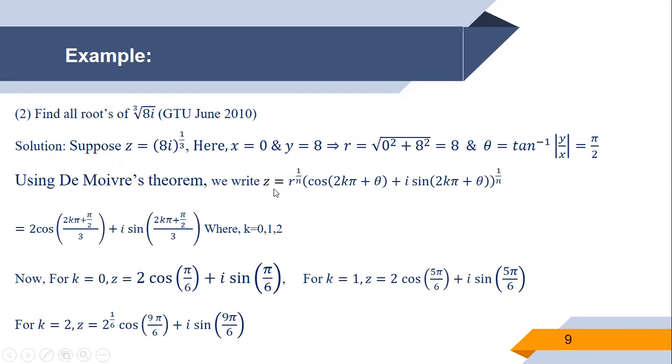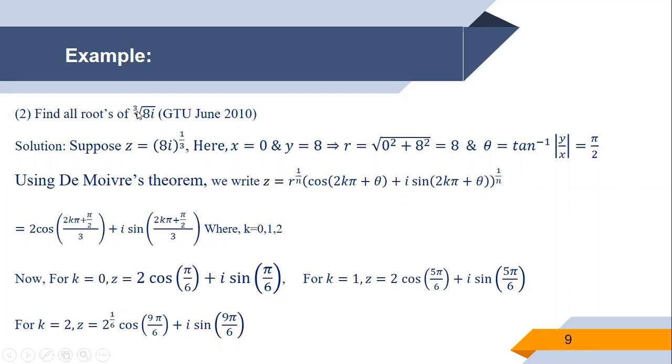So using De Moivre's theorem, we write z is equal to r raised to 1 upon n, cos 2k pi plus theta plus i sin 2k pi plus theta, raised to 1 upon n. Now n is replaced with 3 and theta is replaced with pi by 2. Here r is 8, so 8 raised to 1 by 3, and 8 is nothing but 2 raised to 3, so 2 raised to 3 into 1 by 3. The 3 cancels, so we get 2. Cos of 2k pi plus pi by 2, divided by n, so n is 3, plus i sin of 2k pi plus pi by 2 divided by 3.